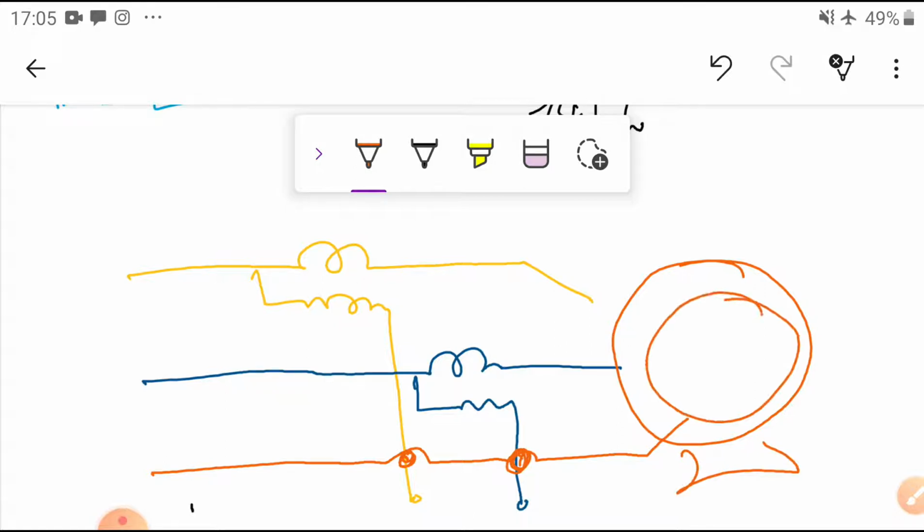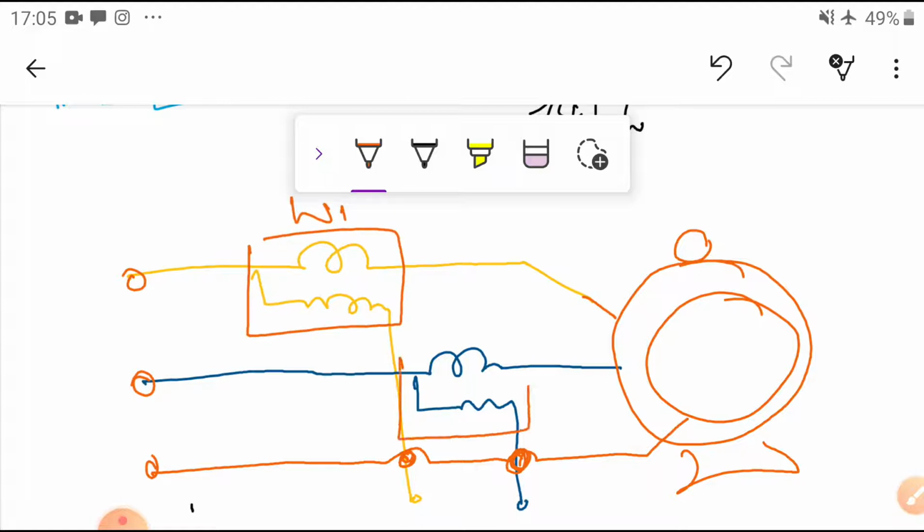This is the machine. In such a way we connected R phase, Y phase, B phase. So that is connected here: W1, and this is W2. The W1 CC coil is connected purely on the R phase, whereas the PC coil is connected between the R and B phase.